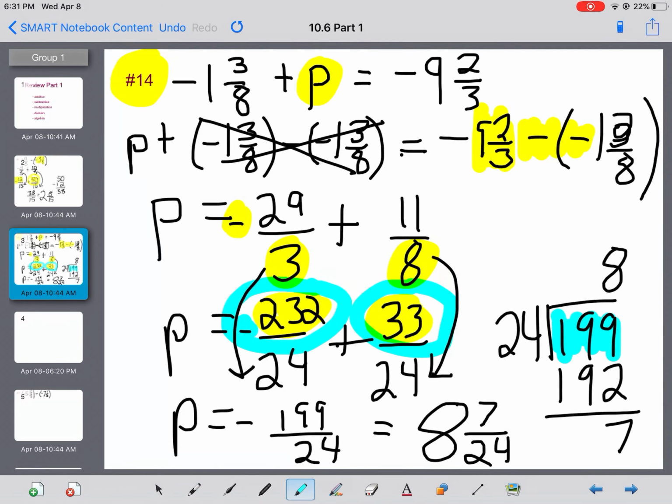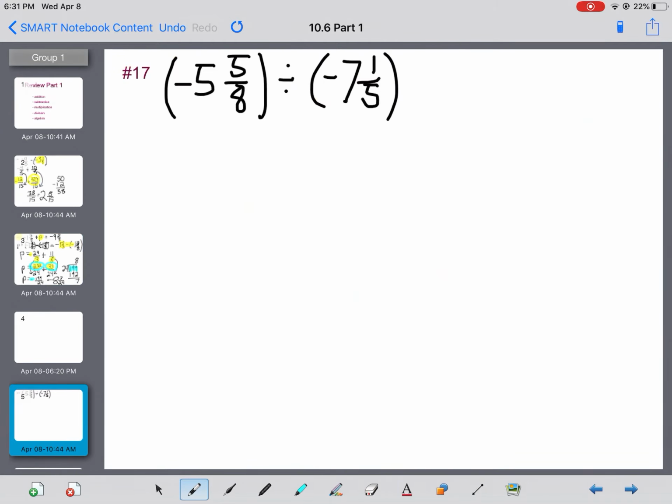What kind of pieces are they? They're 24ths. Go back and double check. Wait, I was working with negative numbers. So my answer is -8 and 7/24. It's a lot of steps, but it's combining all the things we have learned so far.